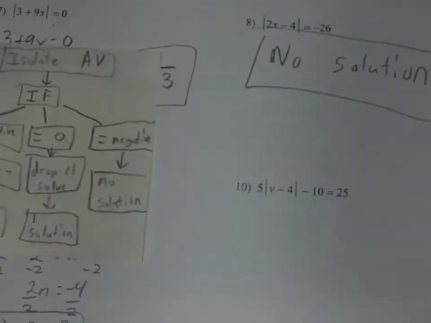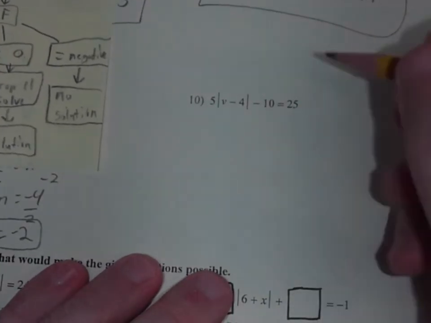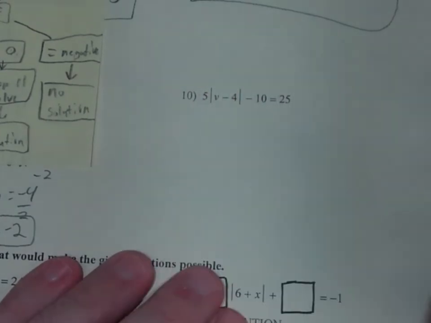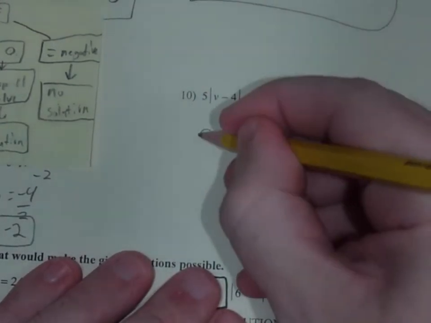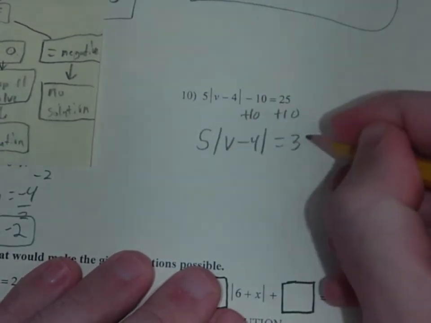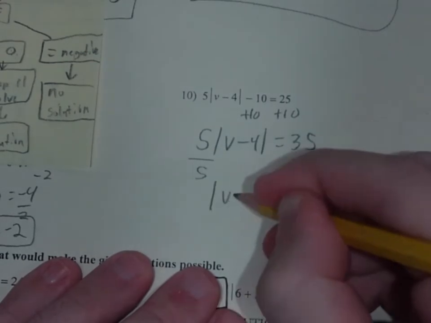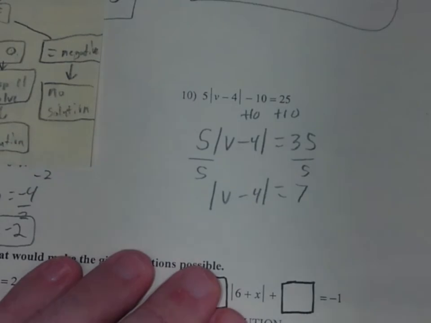And then one more on the regular section here, so we're going to again, treat it like a big variable. That's like 5x minus 10. So you're going to add 10 first. Gives you 5 times the absolute value of v minus 4 is equal to 35. Then you would divide by 5. And the absolute value of v minus 4 is equal to 7.